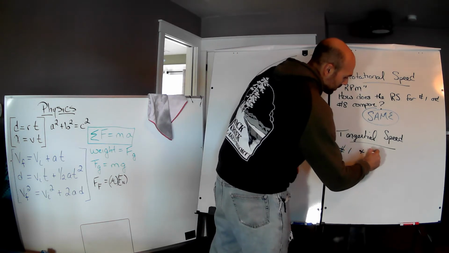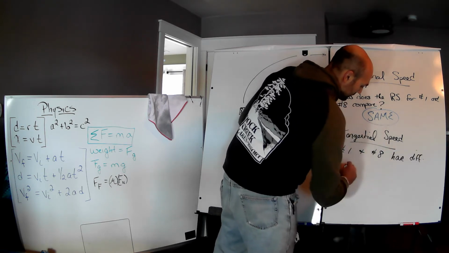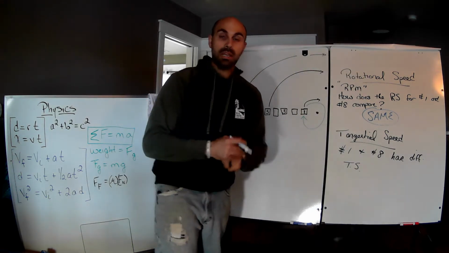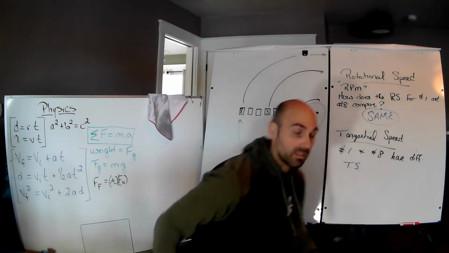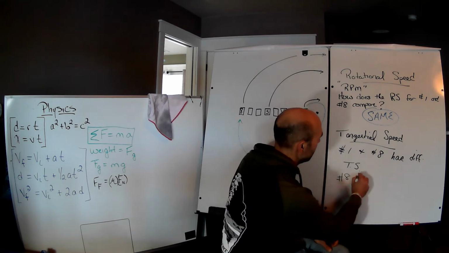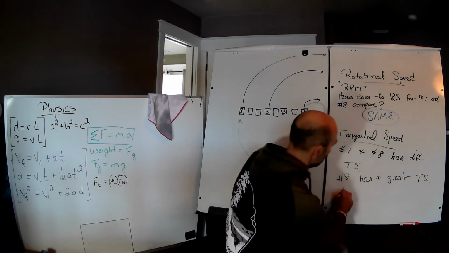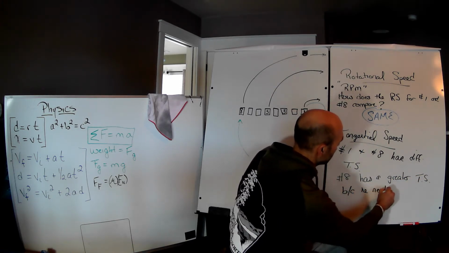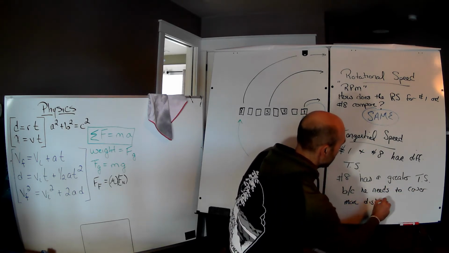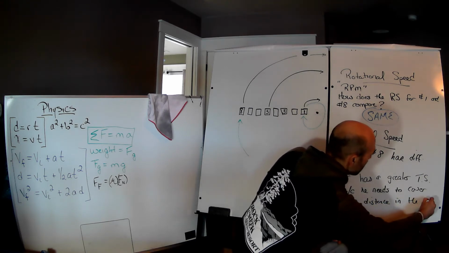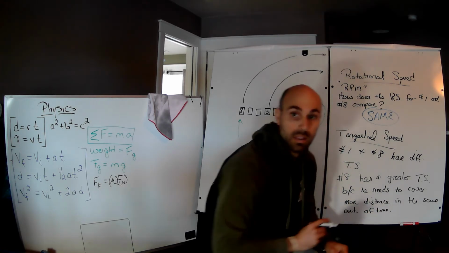Number 1 and number 8 have different tangential speeds. Who has the greater tangential speed? Number 8, because he has to cover more distance. So number 8 has a greater tangential speed because he needs to cover more distance in the same amount of time. Okay, very, very important.